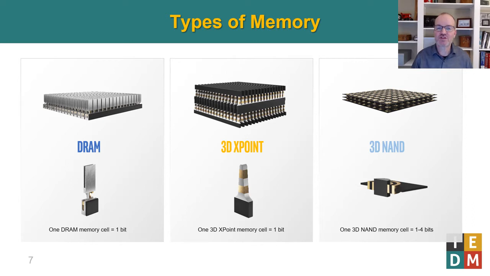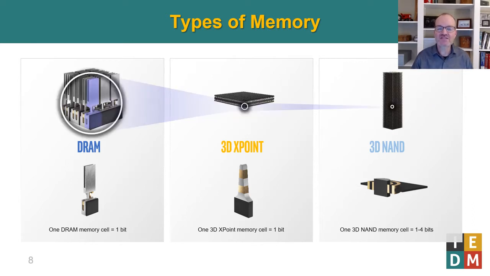3D XPoint and 3D NAND can stack, but the cells look the same size. So if we advance to the next slide and scale things proportionate to real life, you very quickly find that the size of the DRAM cell is very large. Look at the very large capacitor that sits on top of that cell. 3D XPoint itself is much smaller.